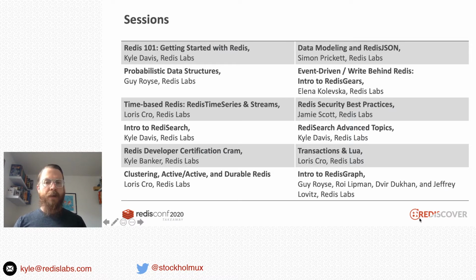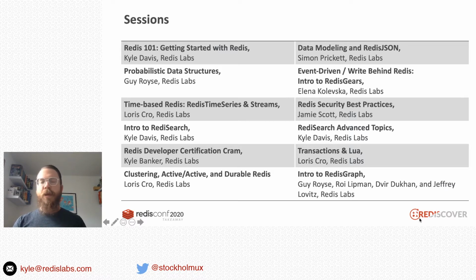Event-driven, right behind Redis, which is an introduction to Redis Gears, is by one of my colleagues, Elena. Elena will be talking about how you can use one of the newest features of Redis, which is Redis Gears, to be able to create trigger events that happen when keys change, to be able to use write-behind caching, where functionally you're writing to Redis and then writing to another database, so it kind of flips some things on its head. It's a really comprehensive guideline of how to use Redis Gears and what it does.